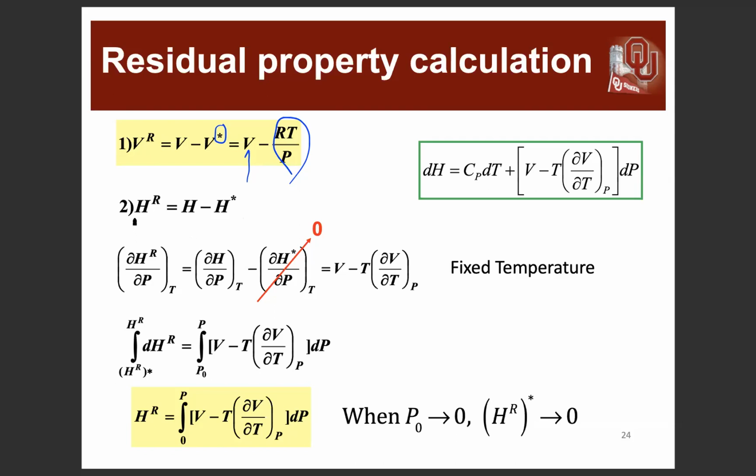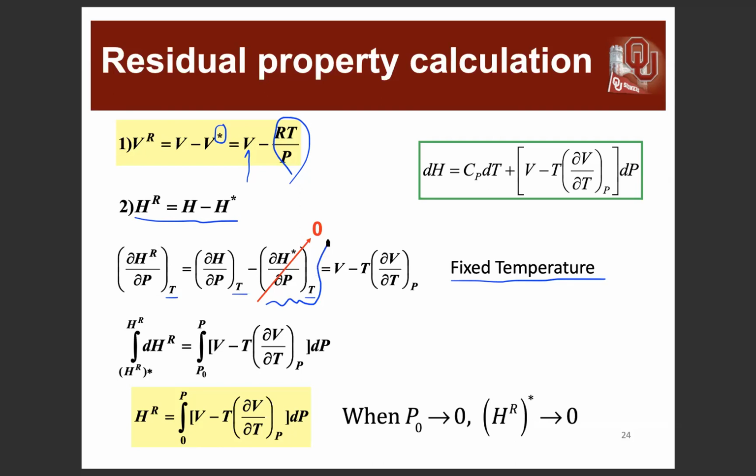Now let's move on. Let's try to finish the discussion of HR. So the HR is H minus the ideal gas condition of the enthalpy. If we take a look at the fixed temperature process, then like the previous slide, we are going to have this dH over dP. We take a partial derivative with respect to pressure on both sides, keeping temperature fixed throughout the equation. So here we have dH over dP at T and dH star over dP at T.